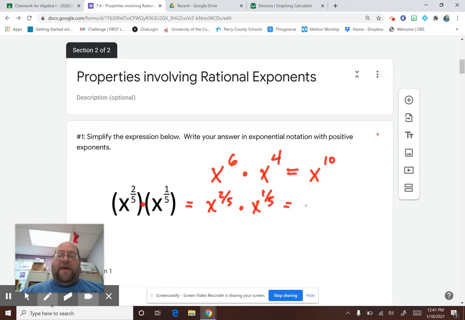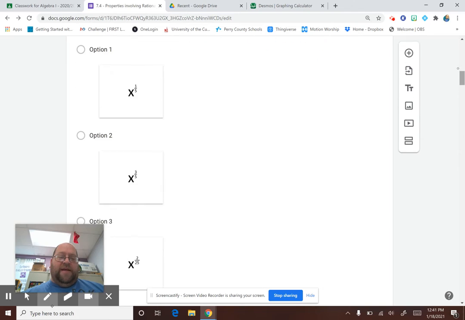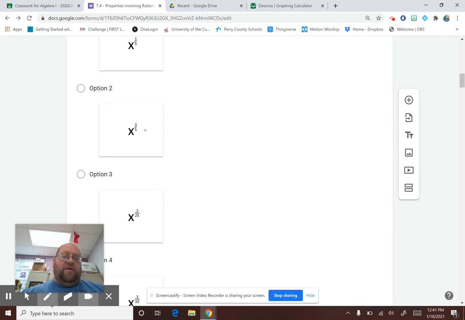So you remember when you add fractions, you keep the denominator the same, but the numerator is the only thing that really changes, okay? And you've got to have common denominators. So again, these would both have to be 5 in order for them to be able to be added. And so we would have 2/5 plus 1/5, which would in fact equal x to the 3/5, okay? So as you can see, that would be one of my answer choices down here at the bottom right there.